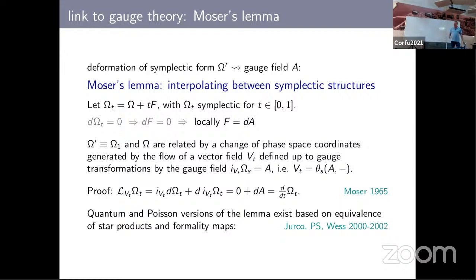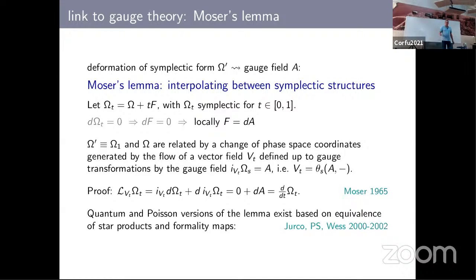Okay, I said you can go back to gauge theory, or well, also general relativity, I suppose, using Moser's lemma. Moser's lemma tells you how to interpolate between nearby symplectic structures. Let's say you have a given symplectic two-form omega, and you introduce a whole family of symplectic two-forms parameterized by t going from 0 to 1 by adding a little piece to it. But the whole thing should be closed, so F should be closed and locally exact. Moser has shown that the map from omega to the omega t's is done by a flow that is generated by the so-called Moser vector field. We don't need to see the details here, but the proof is just one line. It's really quite simple.